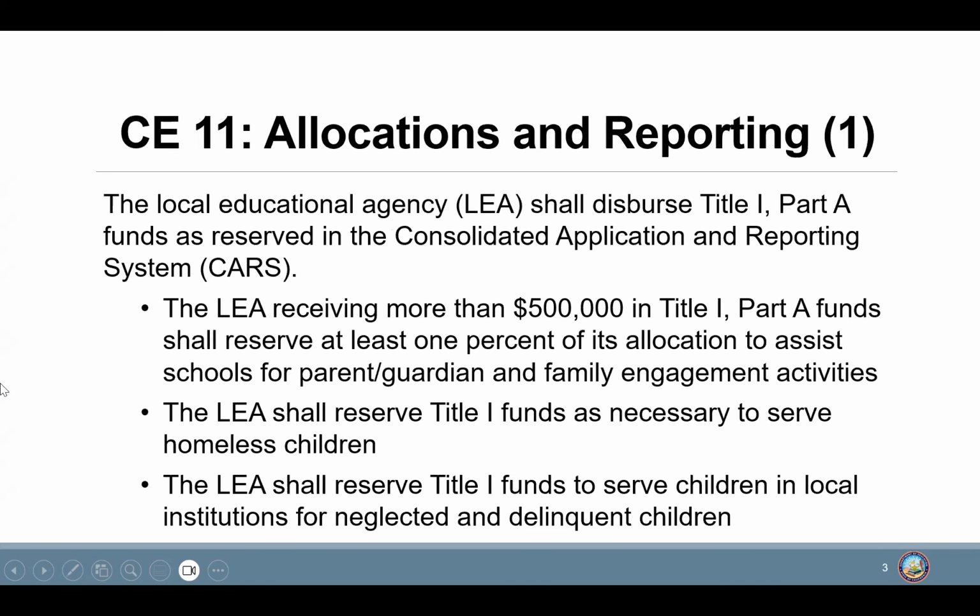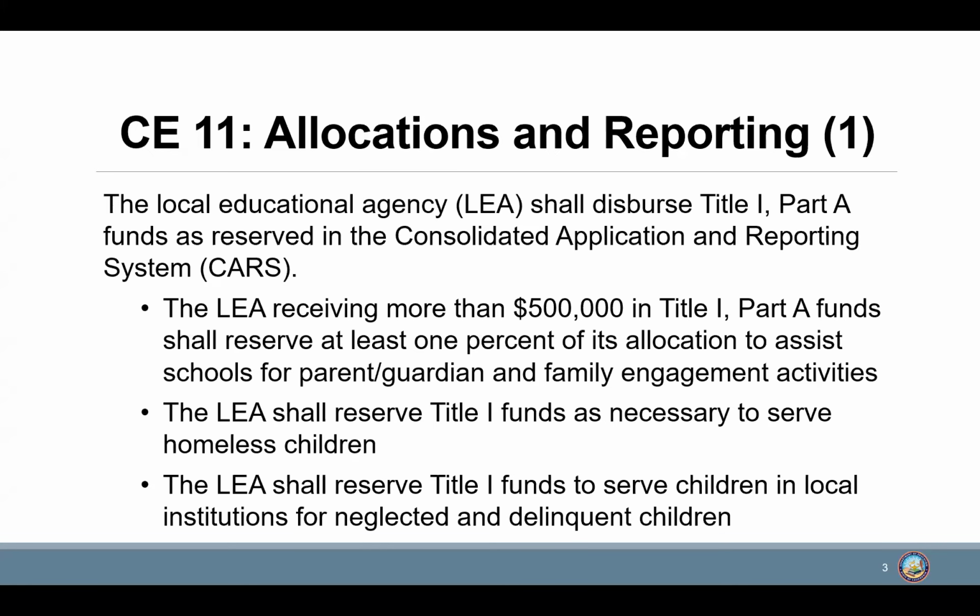The first item is CE 11, Allocations and Reporting. The LEA must disperse Title I Part A funds as reserved in the Consolidation Application and Reporting System, or CARS. An LEA receiving more than $500,000 in Title I Part A funds shall reserve at least 1% of its allocation to assist schools for parent and family engagement activities. If an LEA receives less than $500,000 of Title I funds, this does not apply to you.